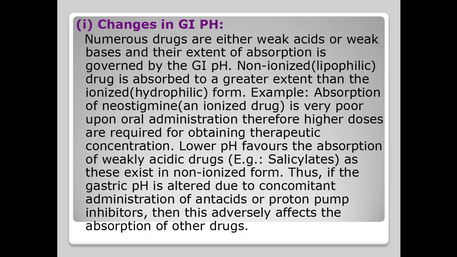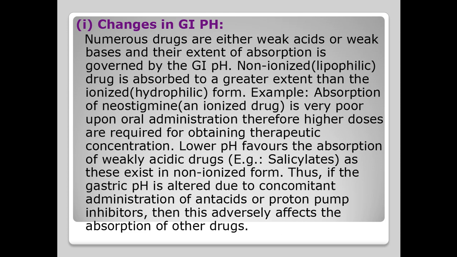Example, absorption of neostigmine, an ionized drug, is very poor upon oral administration. Therefore, higher doses are required for obtaining therapeutic concentration. So for the drug to show its action, since neostigmine is an ionized drug, we have to give higher doses because the drug's absorption is very poor. Lower pH favors the absorption of weakly acidic drugs. Example, salicylates, as these exist in non-ionized form.